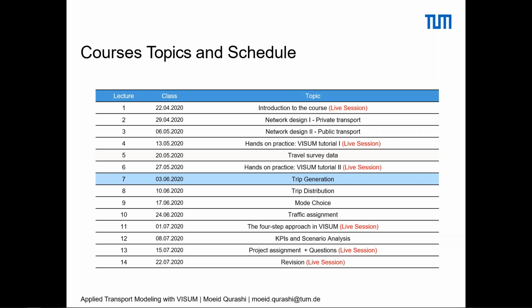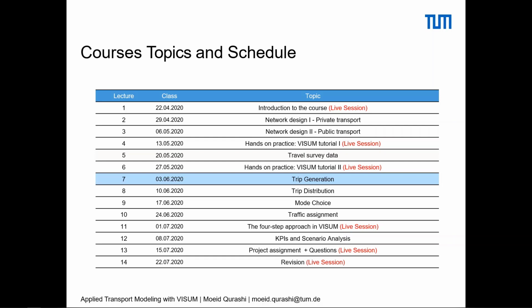Next is trip distribution, and the result of trip distribution is a simple OD matrix, a trips OD matrix that has all the trips from each zone to all other zones. It's a simple OD matrix. If we have 24 zones, we'll have a matrix of 24 by 24, with each cell having the trips going from one zone to the other.